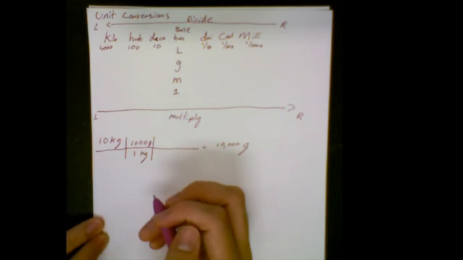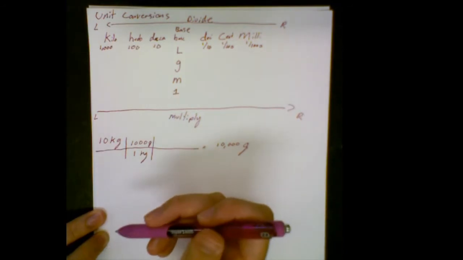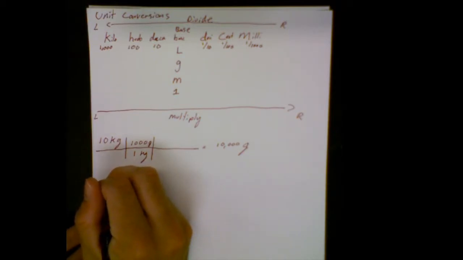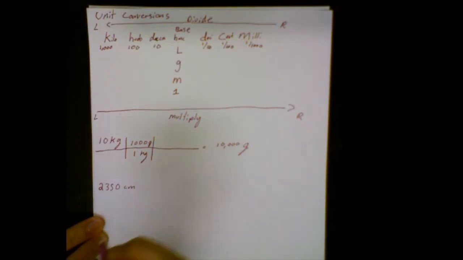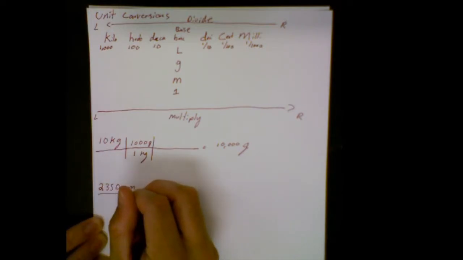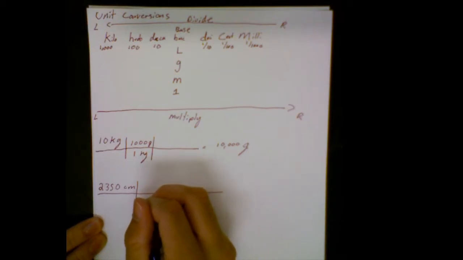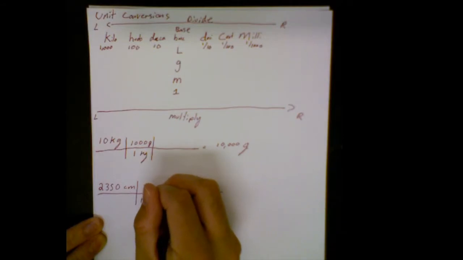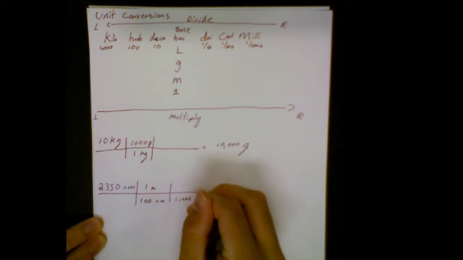So that is how you find how many grams are in 10 kilograms. That was going from big to small, so we multiplied. Now let's go from small to big and add a couple extra steps. Let's say you have 2,350 centimeters. How many kilometers is that? Well, you draw your line again, and you say, okay, for every 100 centimeters, there's 1 meter. And then I also know that for every 1,000 meters, there's 1 kilometer.